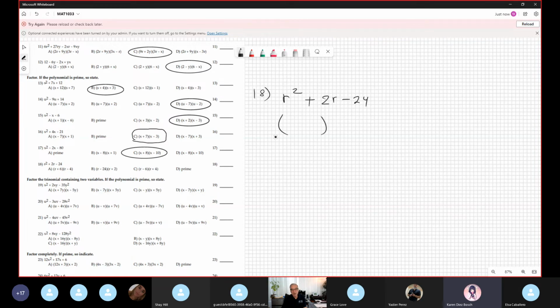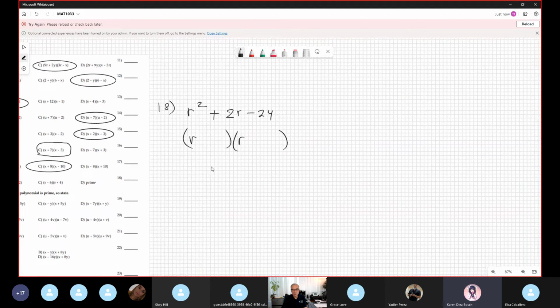Okay, again, I open two parentheses. I put the variable r, and I try to find the combination. 24 is 24 times 1. I suppose it doesn't work. Another is 12 times 2. I suppose it doesn't work. So when you subtract it is 10, when you add it is 14.